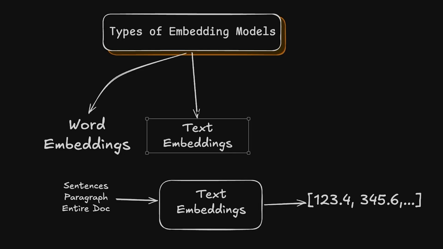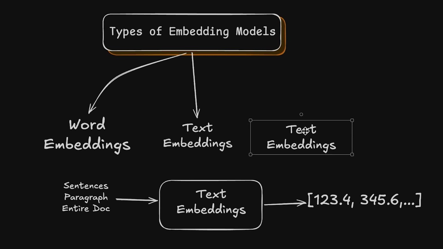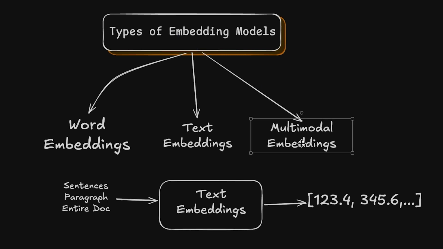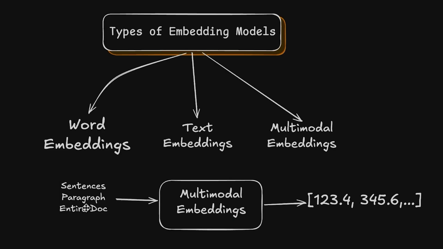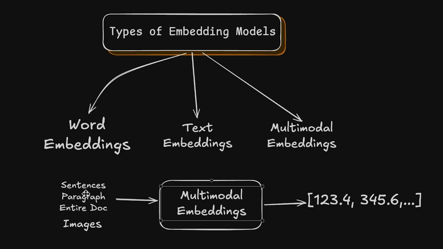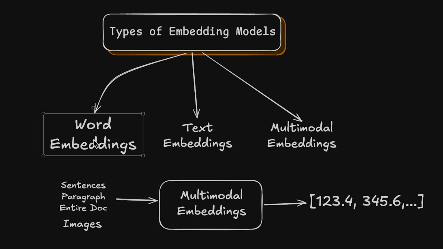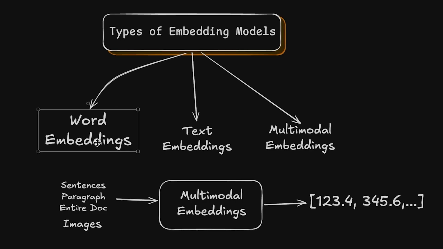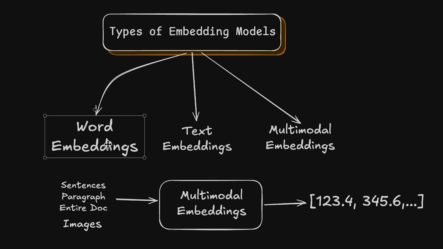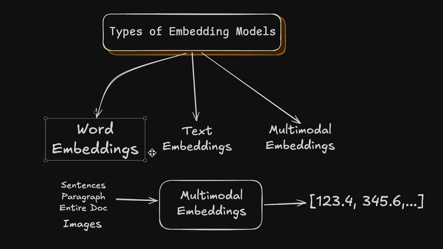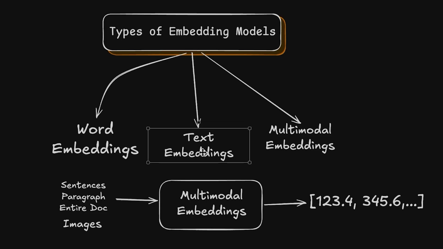And the third type that we have, and this is very popular nowadays, is the multimodal embeddings. Along with sentences, paragraphs, and entire documents, you can also generate embeddings for images. So multimodal embeddings support text plus images, and that gets converted into vector embeddings. These are the three popular embedding model types that you would come across. Nobody uses word embeddings now because that was just the inception of embedding models, but it led to more research, and the outcome was text embedding models and multimodal embedding models.